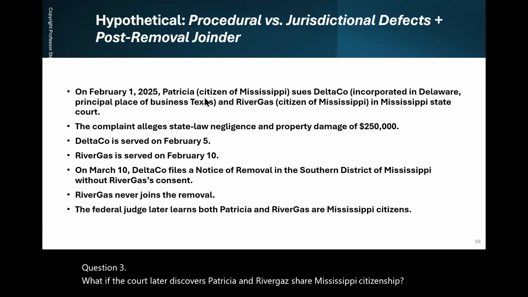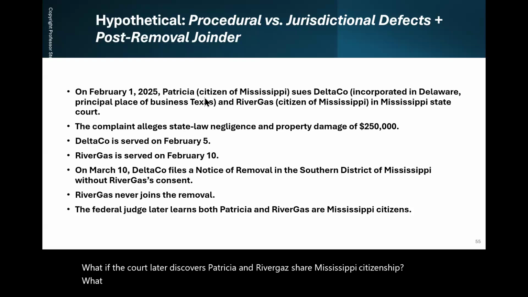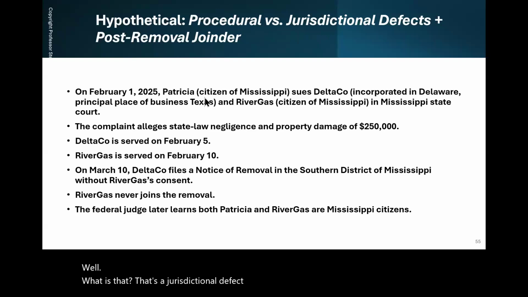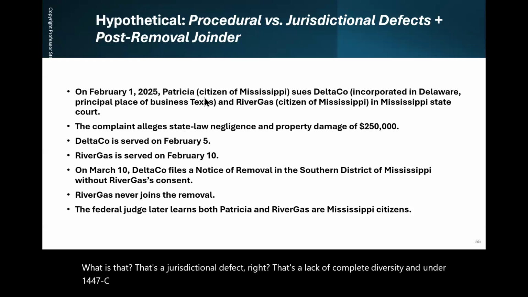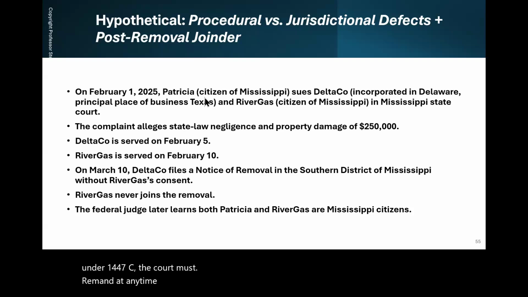What if the court later discovers that Patricia and Rivergas share Mississippi citizenship? Well, what is that? That's a jurisdictional defect, right? That's a lack of complete diversity. And under 1447(c), the court must remand at any time before final judgment. We don't have a final judgment yet. So that's a mandatory remand.